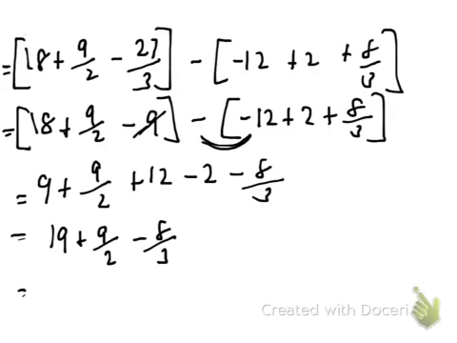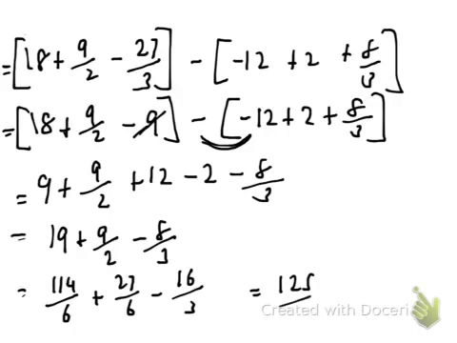So we get 19 with a denominator of 6 is, let me see, 114 over 6, plus 9 over 2 is the same as 27 on 6, minus 16 on 6. So that's going to be a grand total of 125 on 6, which is 20 and 5/6 square units.